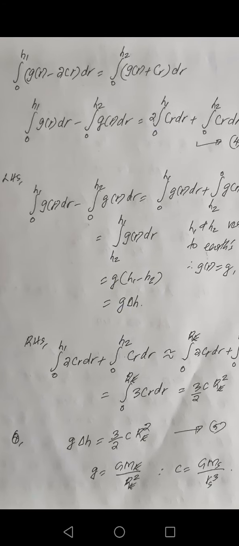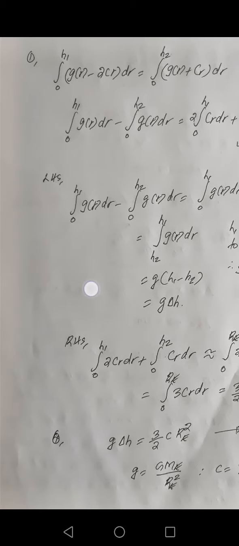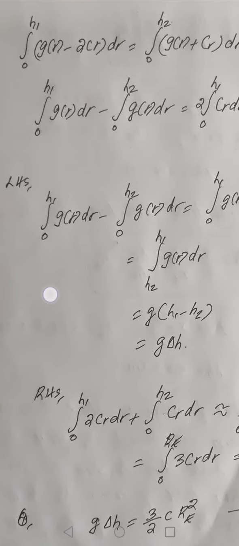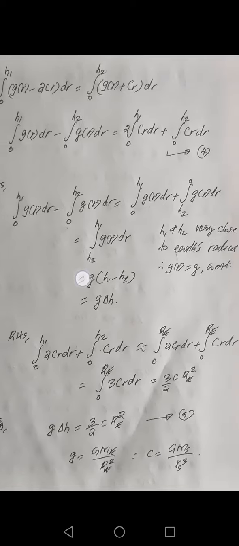So what we will get is integral 0 to h1 of g of r minus 2cr dr is equal to integral 0 to h2 of g of r plus cr dr. Arranging it like this: integral 0 to h1 g of r dr minus integral 0 to h2 g of r dr is equal to 2 times integral 0 to h1 cr dr plus integral 0 to h2 cr dr, that is equation 4.